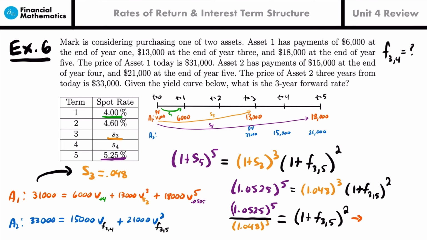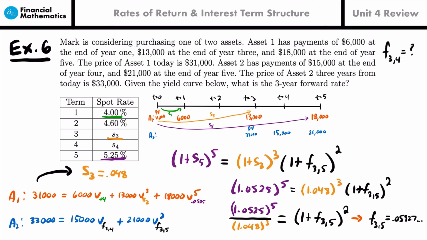If you do that, you will find that F sub 3 comma 5, the forward rate from year 3 to year 5, is equal to 0.05927 and some more decimals. Okay, so now we know the forward rate from year 3 to year 5, which we can use in this present value factor in this equation, which means that the only thing we don't know is this forward rate from year 3 to year 4, which we could solve for, and that will be the solution to our problem. That's the forward rate we wanted to find.